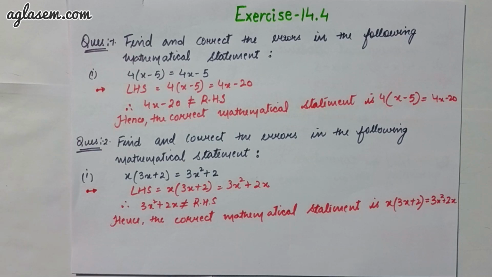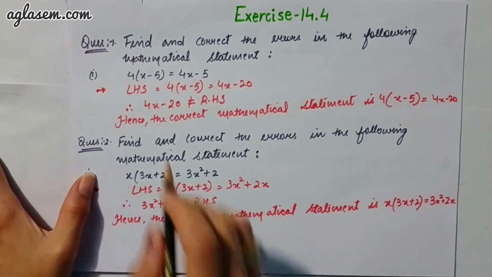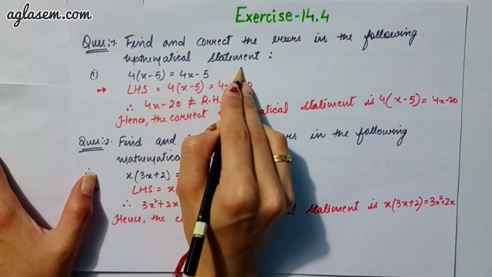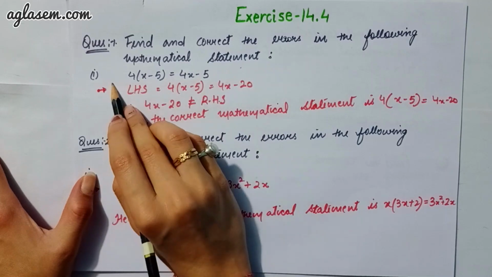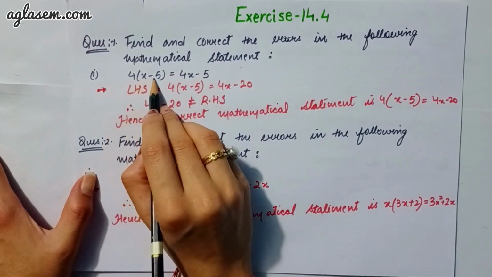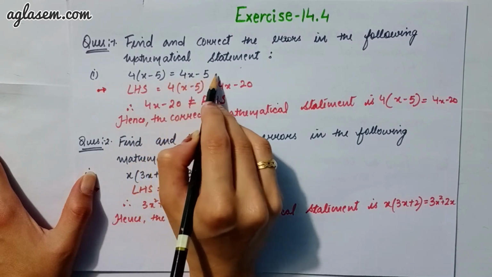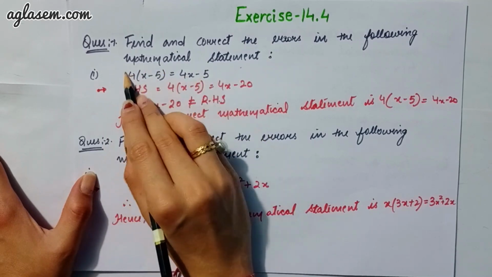Today we will be covering chapter number 14, that is factorization. So starting with exercise 14.4, question number 1 says, find and correct the errors in the following mathematical statement. Part 1 is 4 bracket x minus 5 bracket close equals 4x minus 5. So we have to solve this statement.